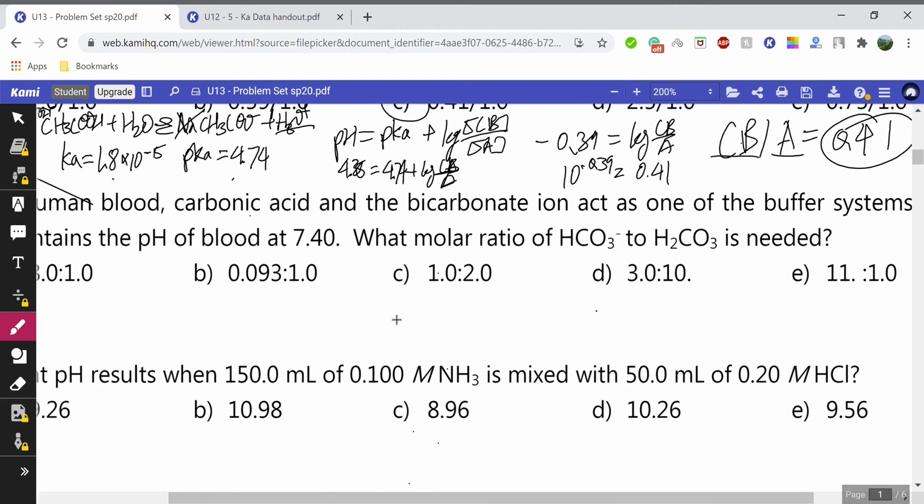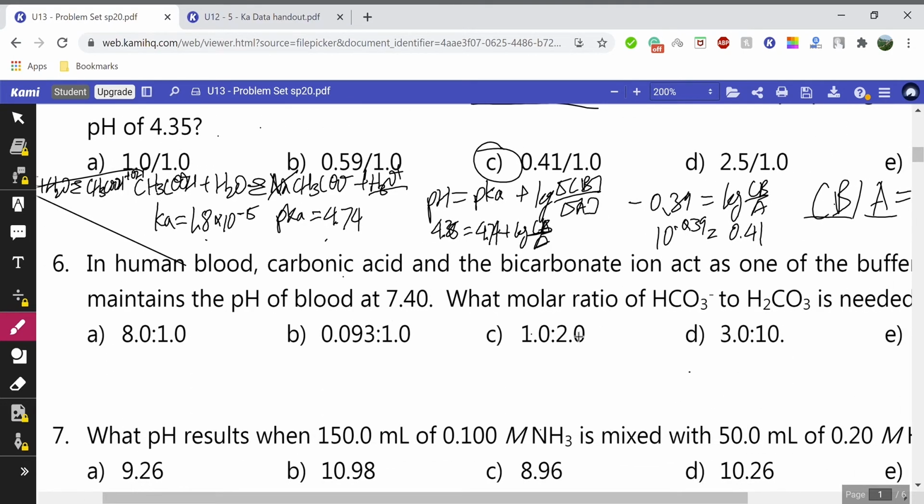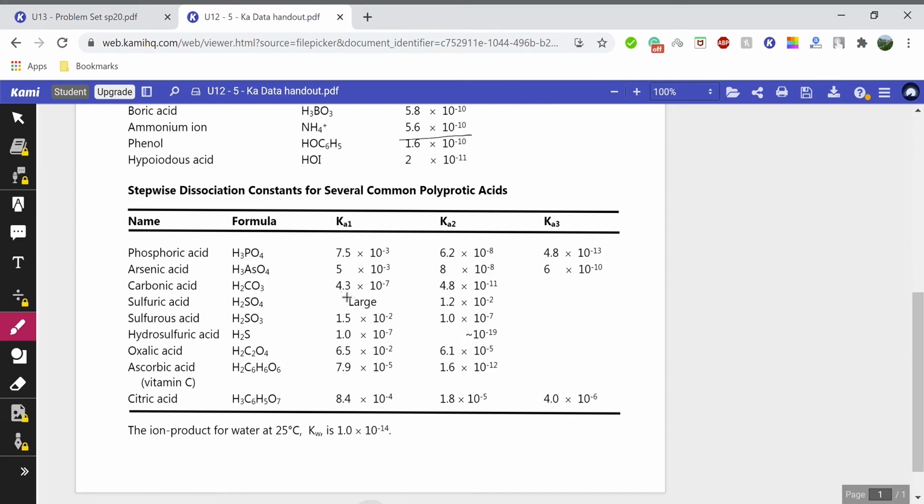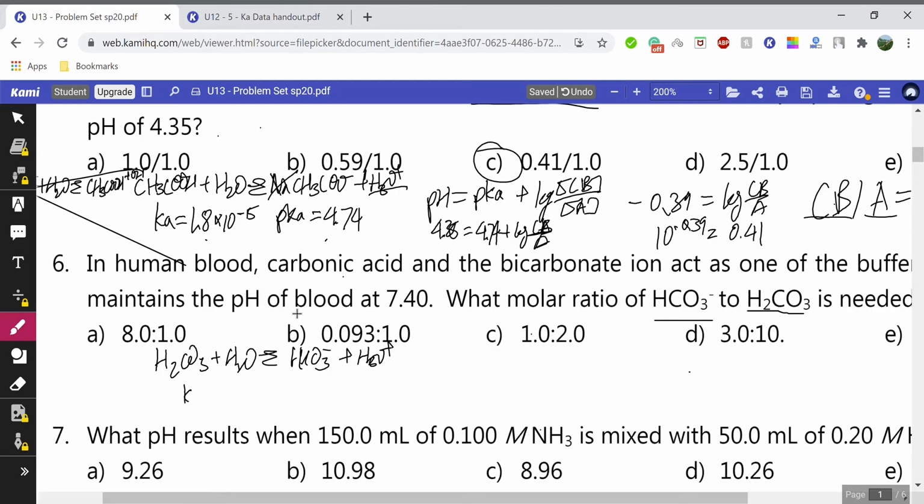Alright, so for number 6, it's going to be pretty much the same thing as above, except this time we're doing HCO3 minus and H2CO3. So we can do H2CO3 plus H2O, forming HCO3 minus plus H3O plus. Ka for H2CO3, we're going to be using Ka1 because the other thing is HCO3 minus. So Ka1 is 4.3 times 10 to the negative 7th power. Now pKa will be equal to negative log of that. Negative log of 4.3 times 10 to the negative 7th will be 6.37.